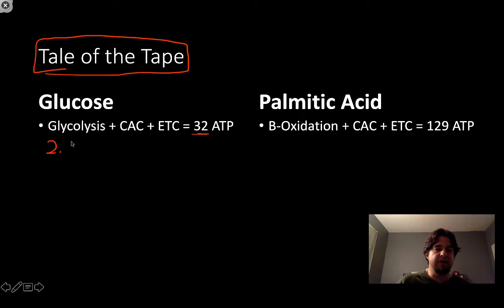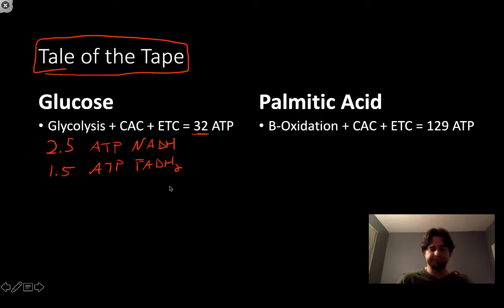On average, it's really 2.5 molecules of ATP for every NADH and 1.5 molecules of ATP for every FADH2. So if you add everything up, all the NADH and FADH2s and the substrate level phosphorylations from glycolysis in glucose, the citric acid cycle from glucose, and the electron transport chain from glucose, there's a net gain of 32 ATPs.